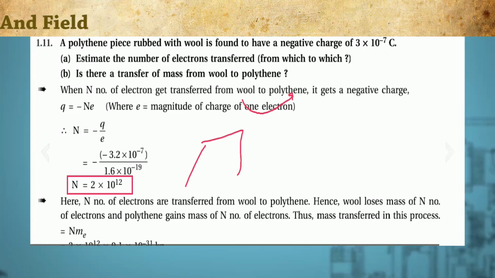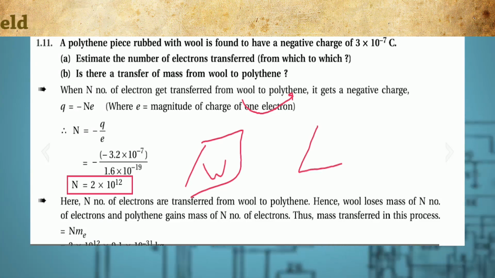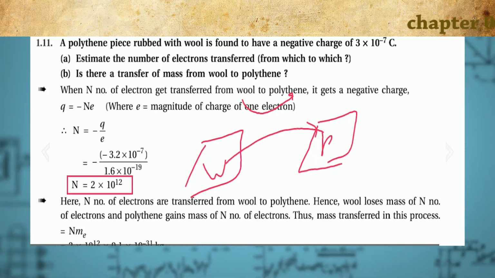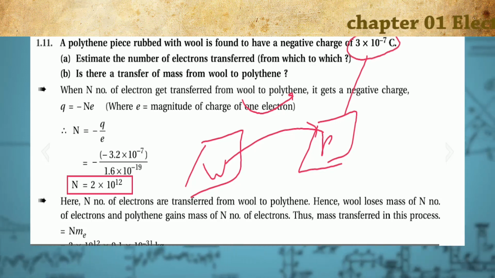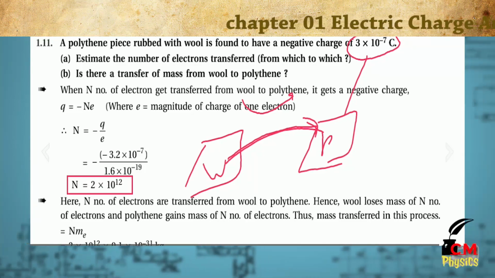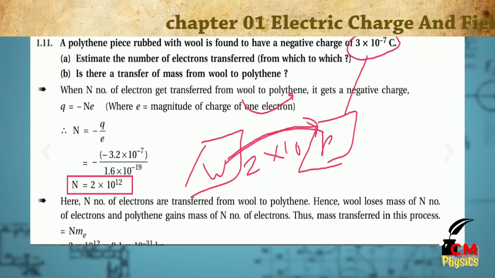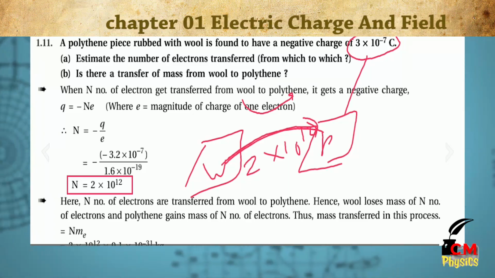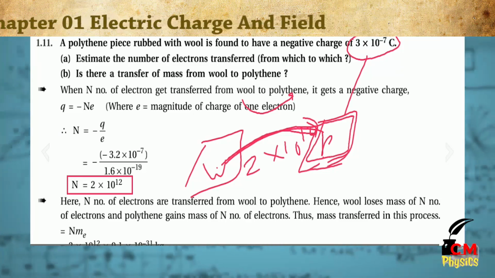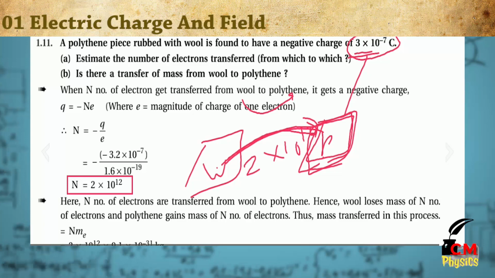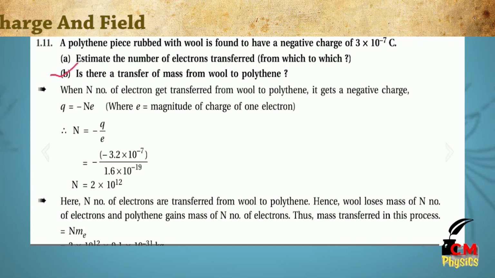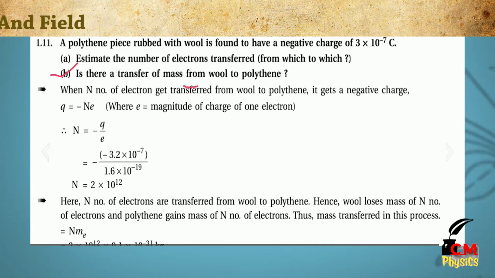Means wool to polythene, if we want to develop the charge on polythene 3 into 10 raised to minus 7, the number of electrons transferred from wool to polythene is 2 into 10 raised to 12. Means whenever 10 raised to 12 electrons are transferred from one place to another, then the destination place gets the charge 3 into 10 raised to minus 7 coulomb. Now the second part of the question, is there transfer of mass from wool to polythene?